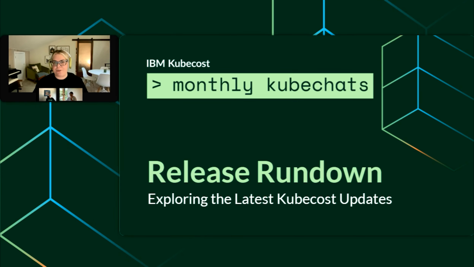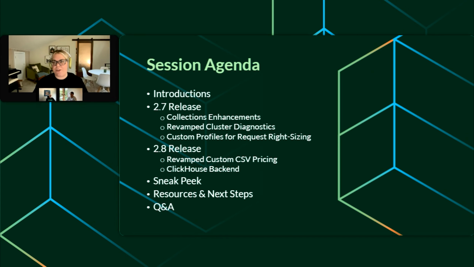First we'll start with some brief introductions about our speakers as well as IBM Kubecost. Then we're going to dive into some recent feature releases from our 2.7 and 2.8 release. We're also going to provide you with a little sneak peek of our 2025 roadmap so we can show you the focus areas that we'll be prioritizing throughout the rest of the year. And then we'll also share some resources and next steps of how you can get started with using these newest features. And then we'll end with a Q&A.